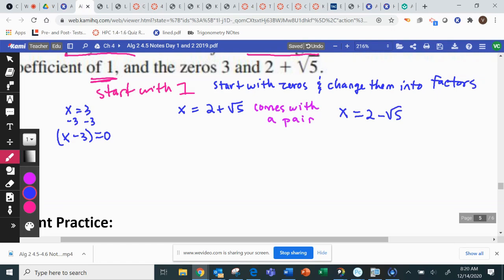So when we talk about this polynomial being of least degree, I've got one answer that gives me x equals 3. I've got one answer that gives me x equals 2 plus radical 5. And I've got a third answer that gives me x equals 2 minus square root 5. So my degree of this polynomial should be 3. When I'm done writing the polynomial, it will start with x to the third. That's what the least degree means, is we're just going to use the minimum amount of answers. I could always add more, but it's asking for the minimum.